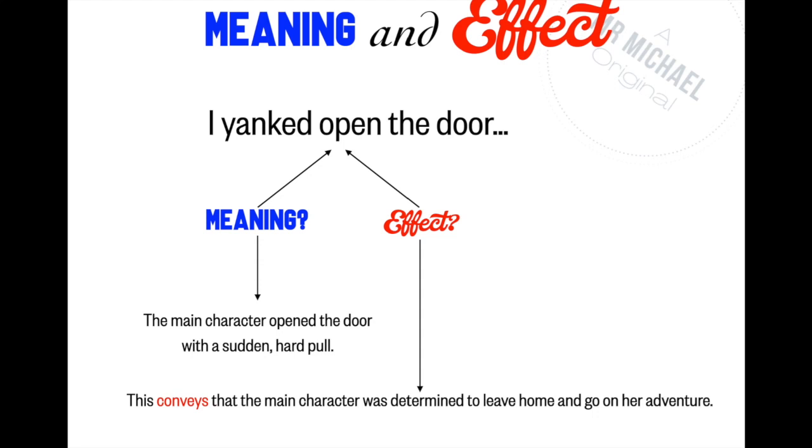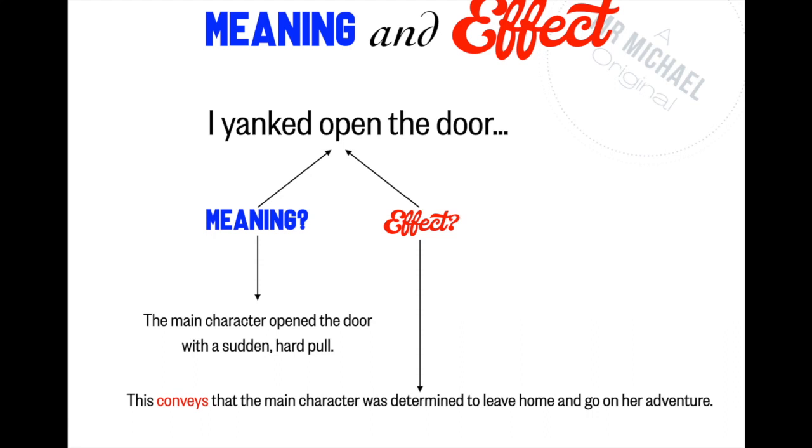Now, as we asked before, why do you think the main character is yanking the door open? Not pulling it open gently, but pulling it with force, tugging it with force. Why? Because she's determined, she's motivated, she's pumped up, she's going out on her adventure, she's leaving home and nobody's going to stop her. That's the effect of the word yank.